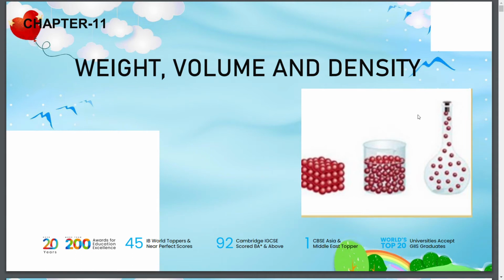Hello, this is Sam. Today we're going to learn about weight, volume, and density. So let's go. This is called weight, this is called volume, and this is called density.